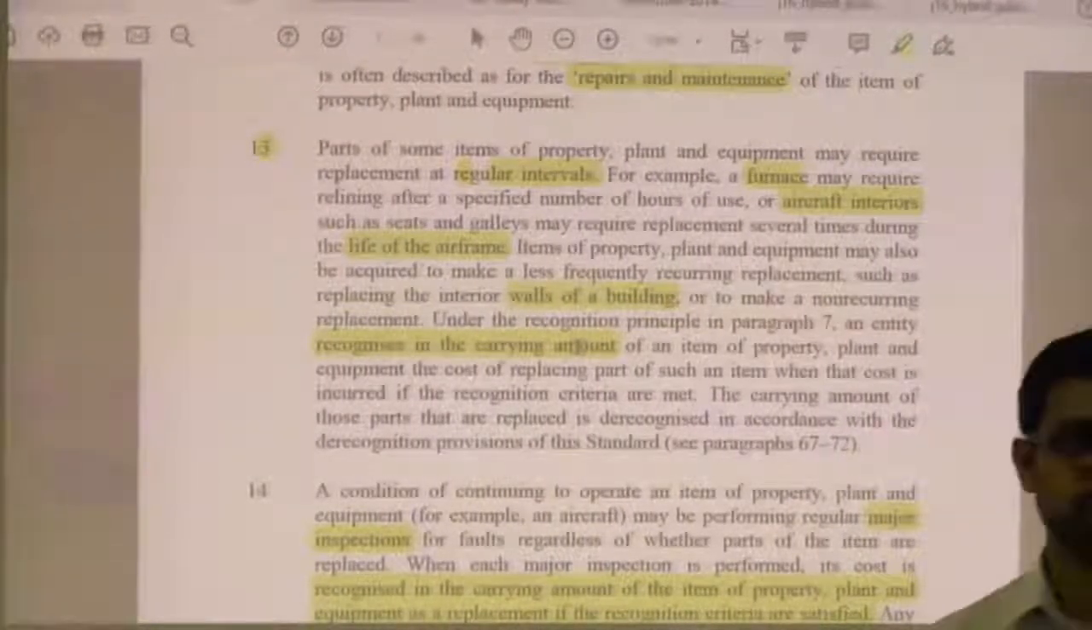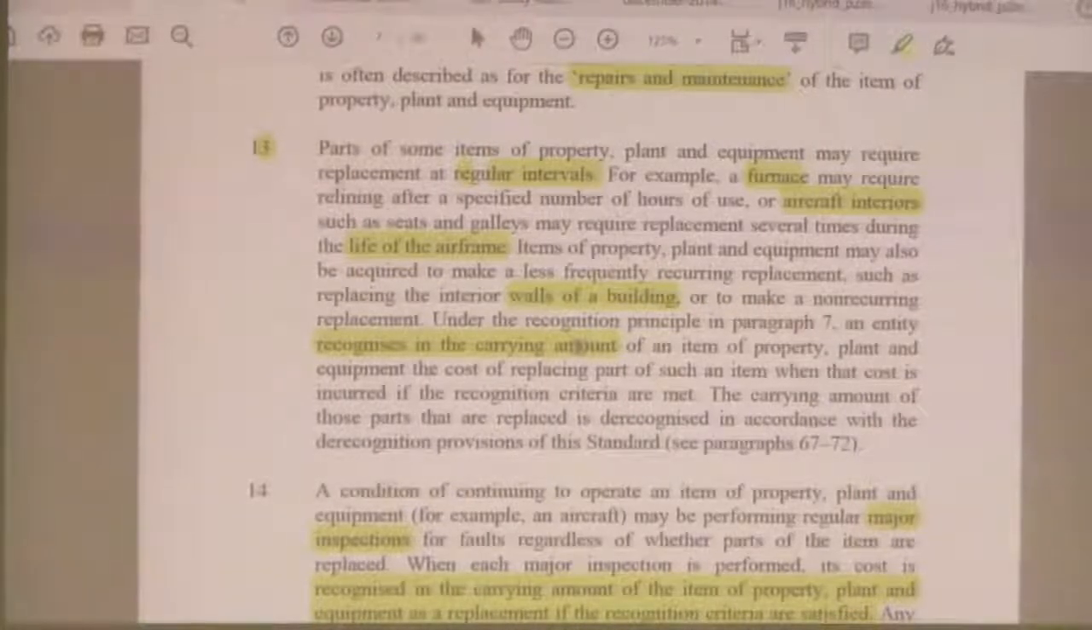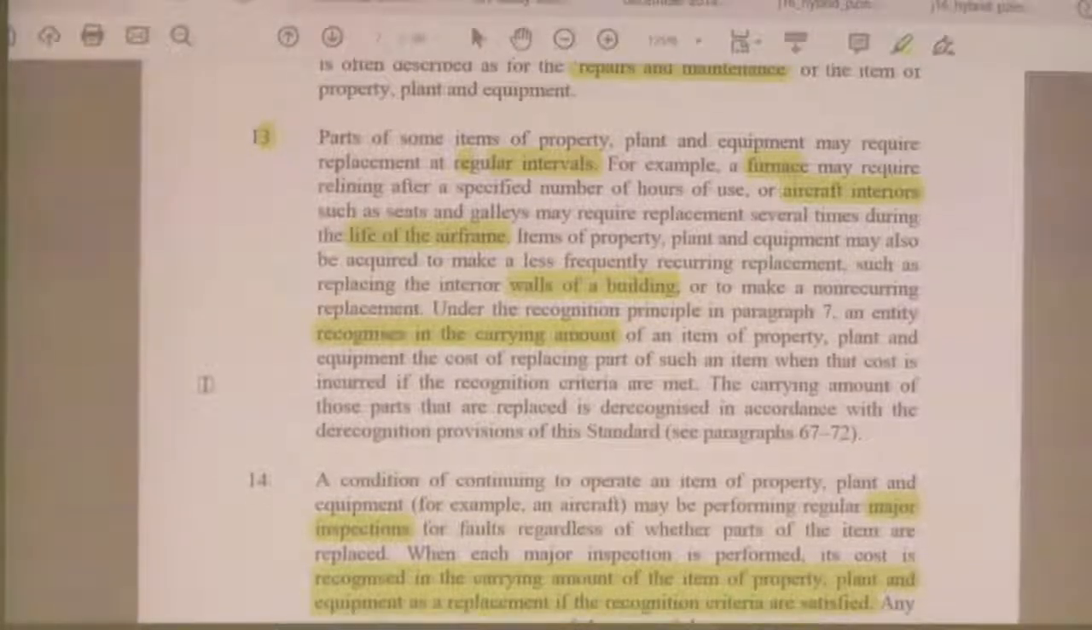Major replacement. So what is the accounting treatment for major replacements? You capitalize in the balance sheet, right? Examples: seats in aircraft and interior walls of a large building. All these expenses you will capitalize in your balance sheet. So that is major replacement. Paragraph 13 clearly explained that, right? Fine. So with that, read paragraph 14 as well.